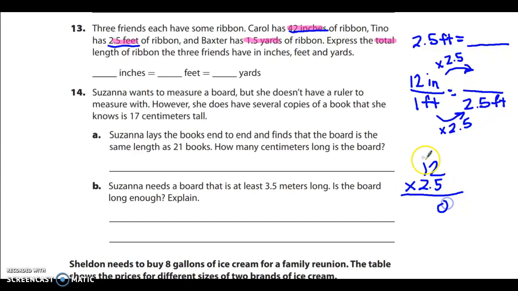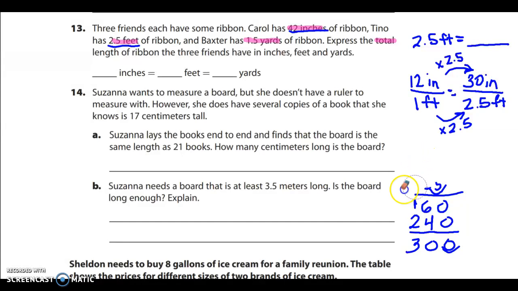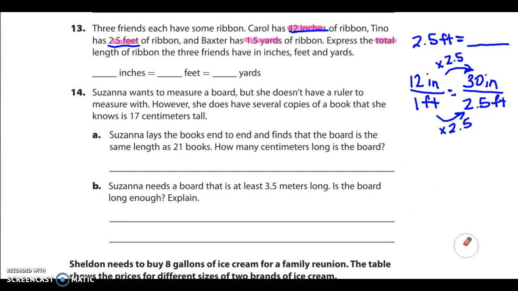5 times 2 is 10. 5 times 1 is 5, plus 1 is 6. And x is 0. 2 times 2 is 4. And 2 times 1 is 2. And I'm going to get 30. It kind of looks like 300, but I have to move my decimal over once, so I get 30. So what I know here is that 2.5 feet is 30 inches. Now I need to erase this and make some more room. 2.5 feet is 30 inches. I'm going to need that in just a minute.